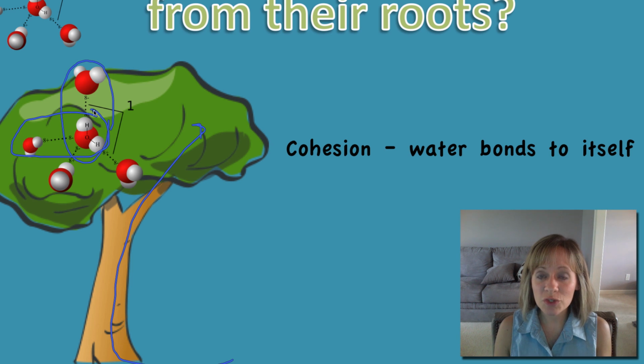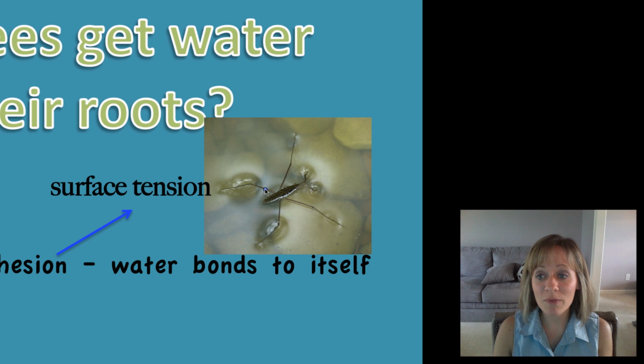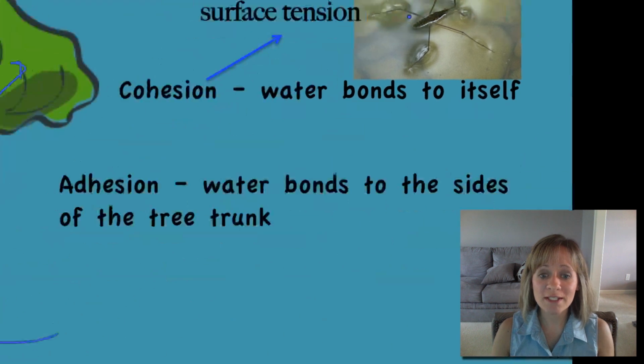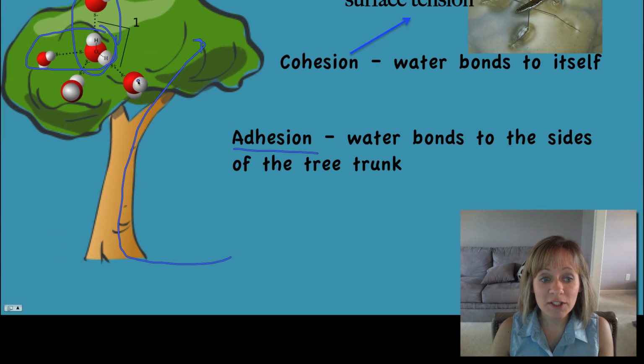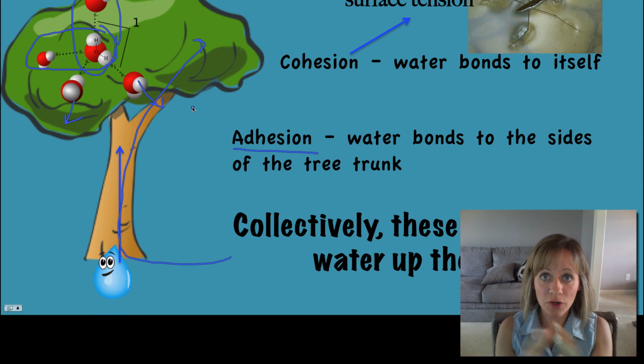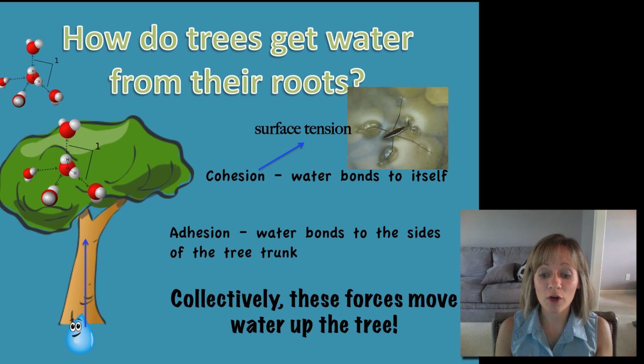Another example of cohesion you probably see a lot is surface tension. A water strider can walk on top of the water because of these tight hydrogen bonds between the water molecules, creating a nice surface tension. The other force that's happening is adhesion. Adhesion is when water is bonding to something else, for example, when water is bonding to the sides of the tree trunk, and that is moving the water up the tree. The combination of the cohesion, sticking to one another, and the adhesion, sticking to the sides of the trunk, together these forces are moving water up a tree.